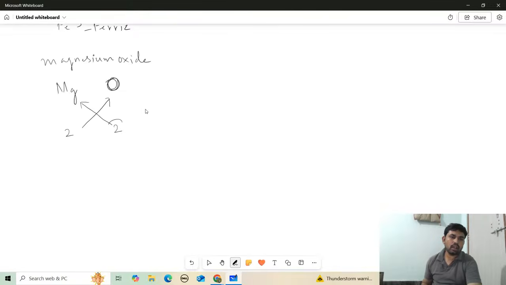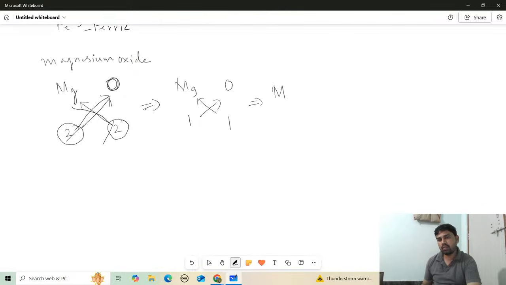It means that the valency of oxygen should be given to the magnesium, and the valency of magnesium should be given to the oxygen. Anyway, we have similar numbers, so we can cancel these numbers. After cancellation, magnesium is 1 and oxygen is also 1. So we'll get the formula. Exchange the numbers. Both are the same, so we get the formula Mg1 O1, or simply MgO. This is magnesium oxide.